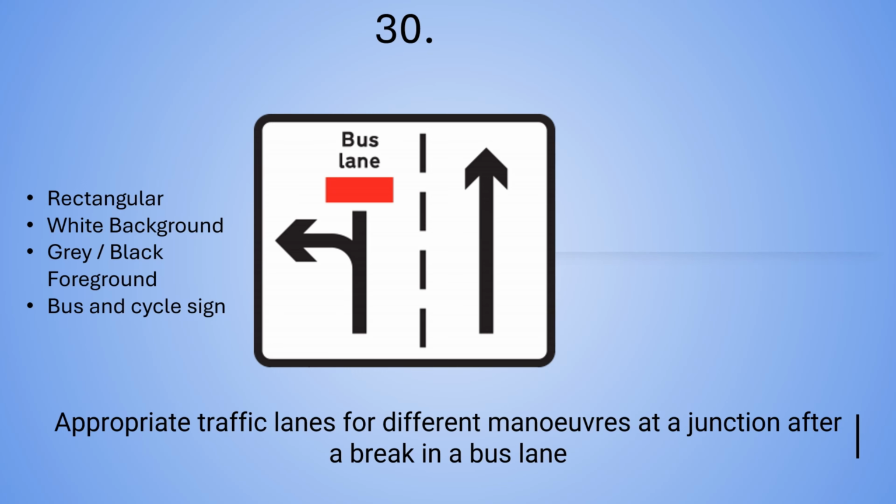The sign is rectangular in shape on a white background with a gray or black foreground, and it's a bus and cycle sign. And if you have a look at this sign, you can see the red color there, which again we know what it means. So prohibition or something that you must not do. In the case of this sign, at the top here where the red line is, you have a bus lane, so other traffic is not allowed. If you need to use the junction, you can only turn left.